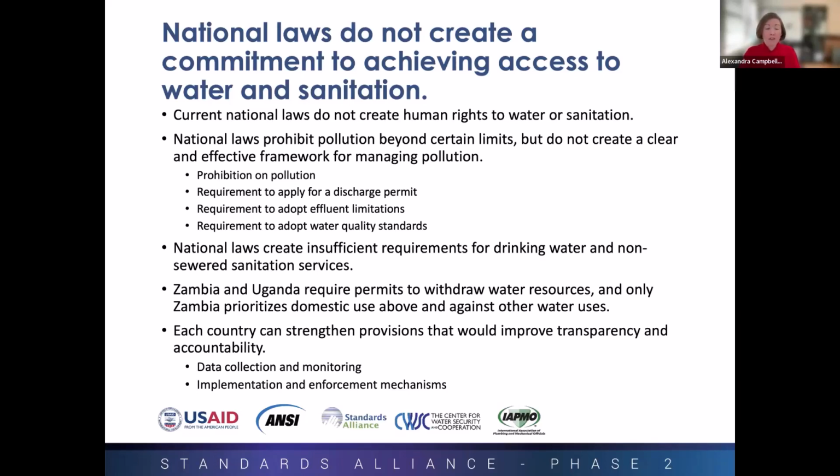Fourth, we found that only Zambia and Uganda actually require permits to withdraw water resources, and that only Zambia actually prioritizes domestic use above and against any other water uses. And the reason that this matters is because if there isn't water in your water resources, then you won't have drinking water. And so it's important to manage your water resources appropriately and ensure that they're not being overused, and that there will be sufficient water resources, especially in the midst of droughts, to serve as a source water for your drinking water.